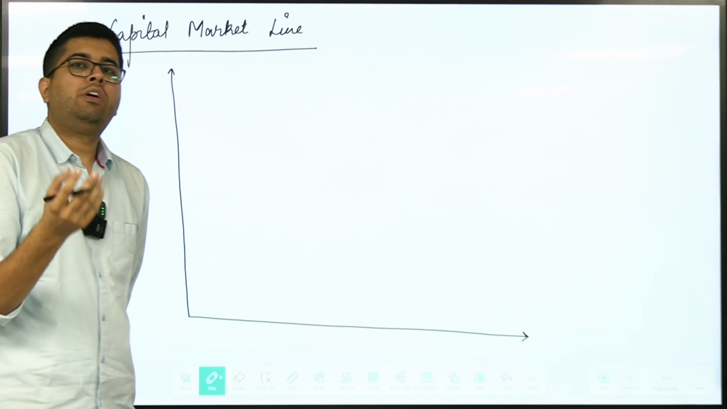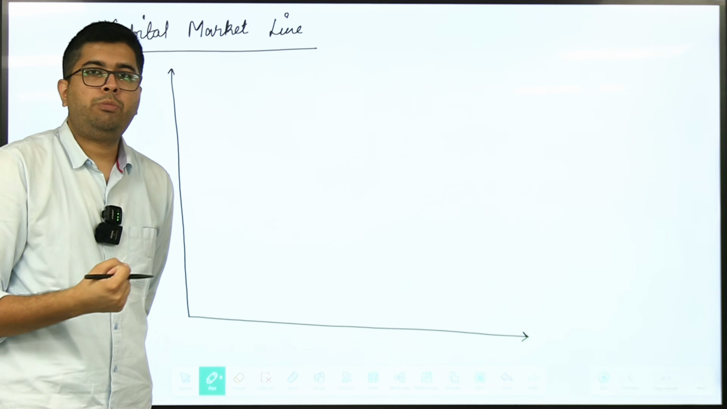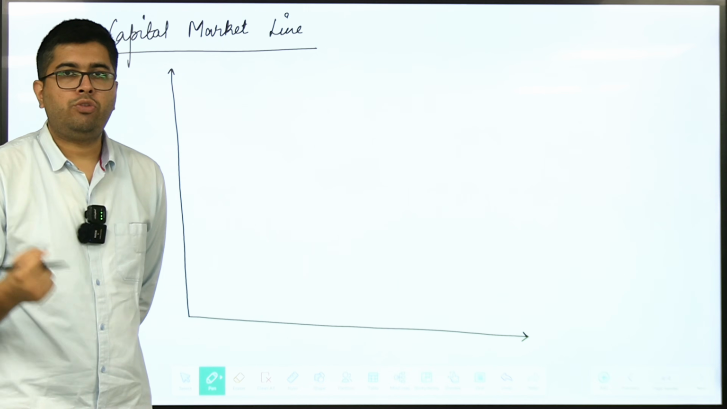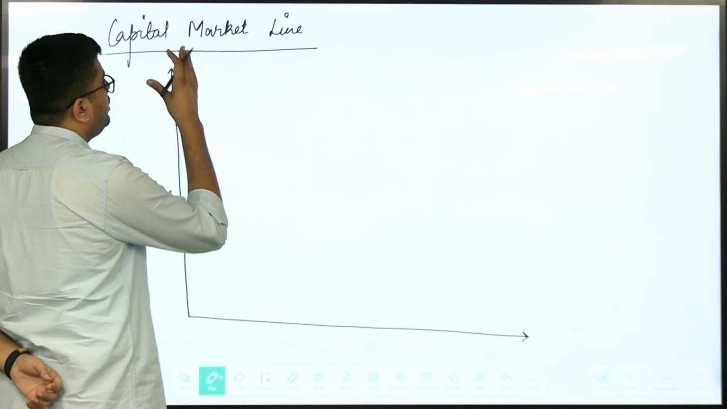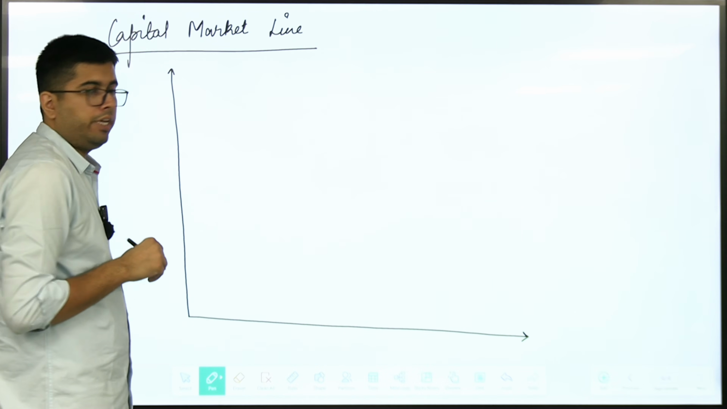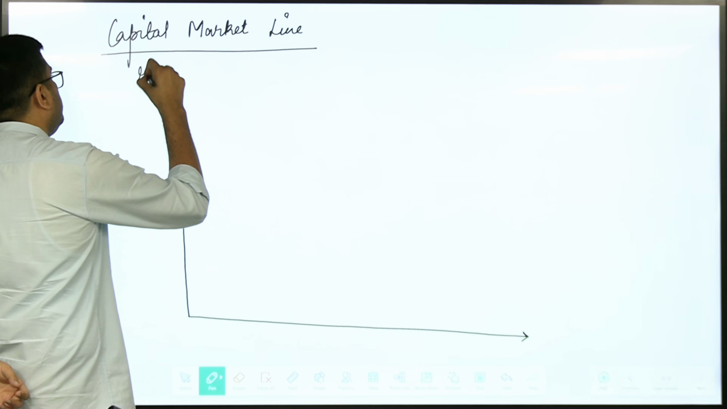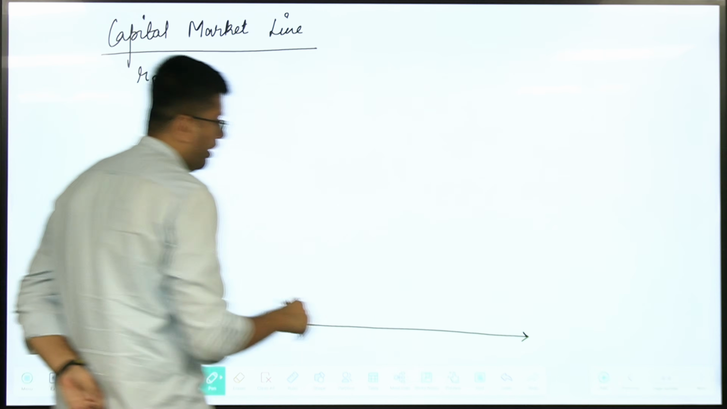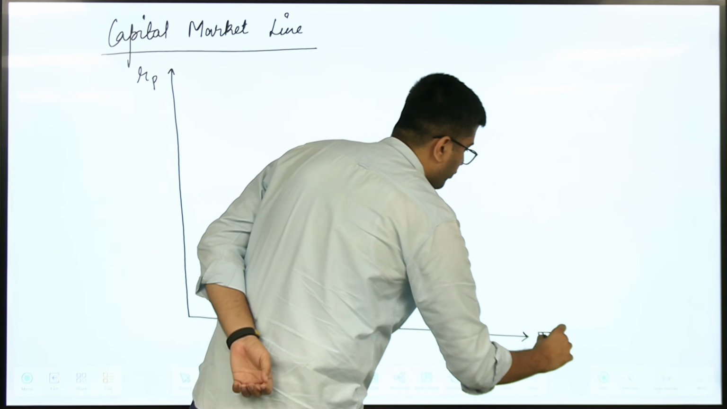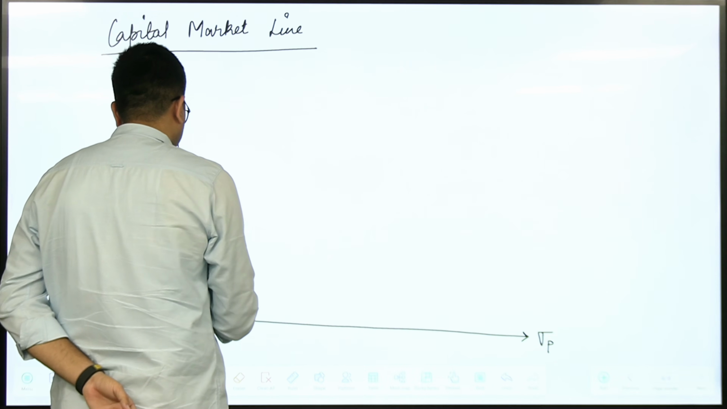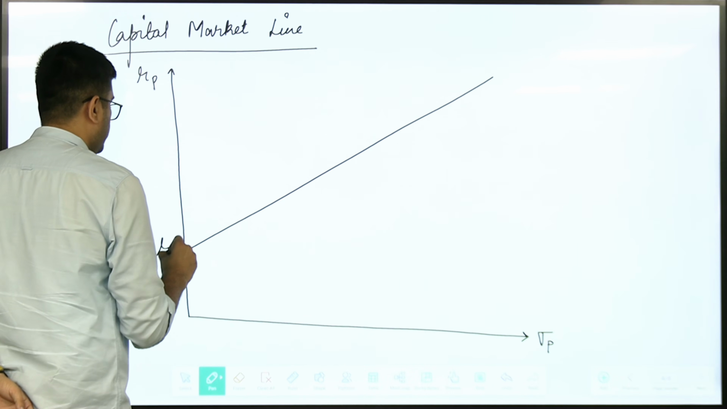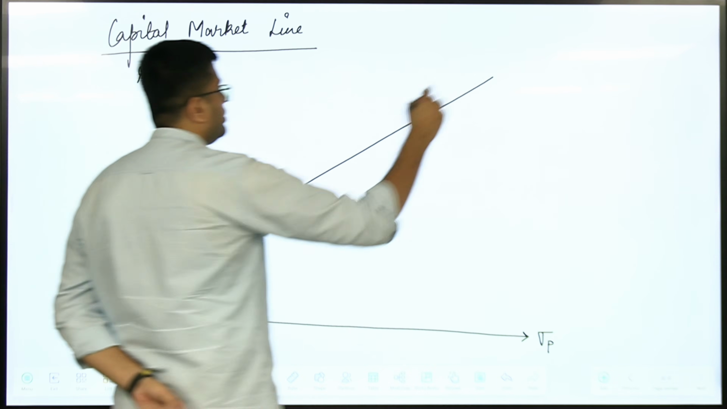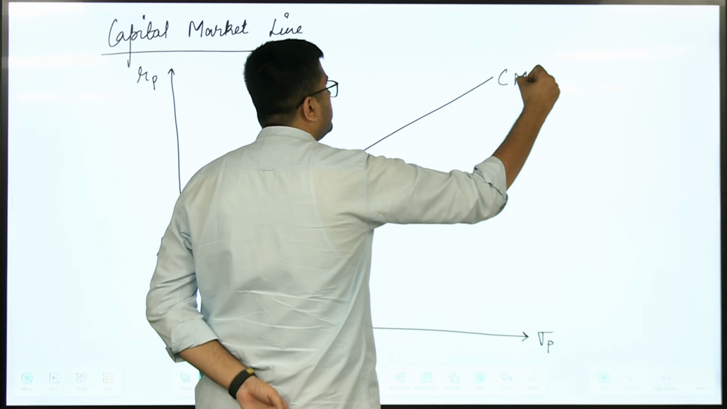So you may have often heard that market is too risky at the moment, or the market is very overvalued. We need some correction in the market. All of that is a reference to the idea proposed by this theory. So here we have returns of portfolio and we have risk of portfolio. And in terms of graph, CML looks exactly same as capital allocation line, starts from risk-free rate, goes upwards.